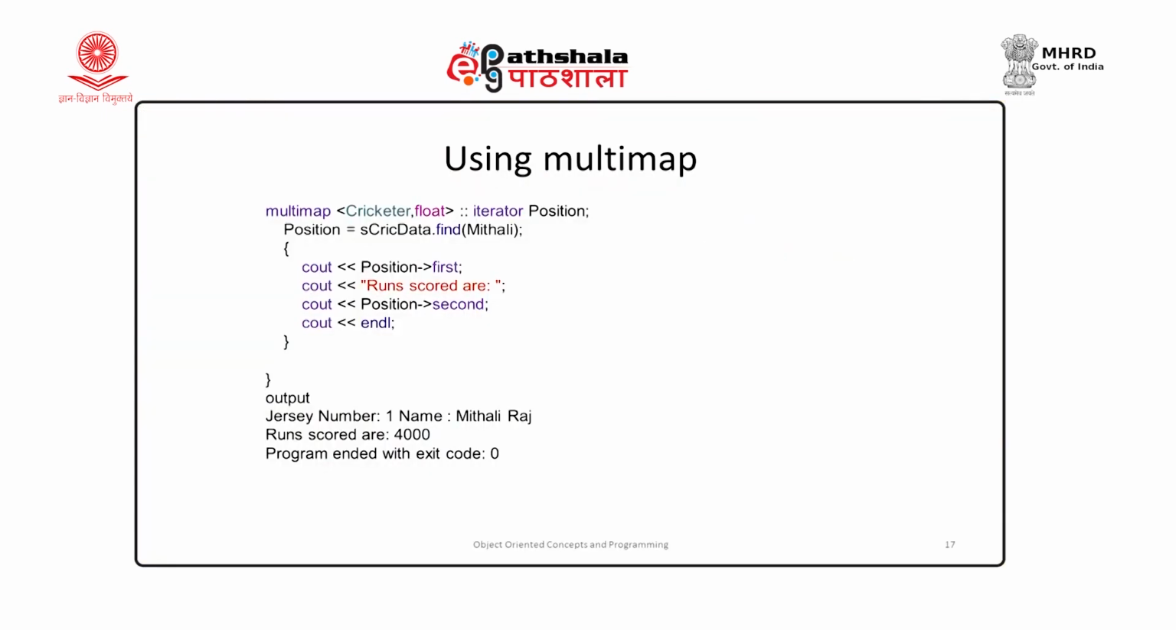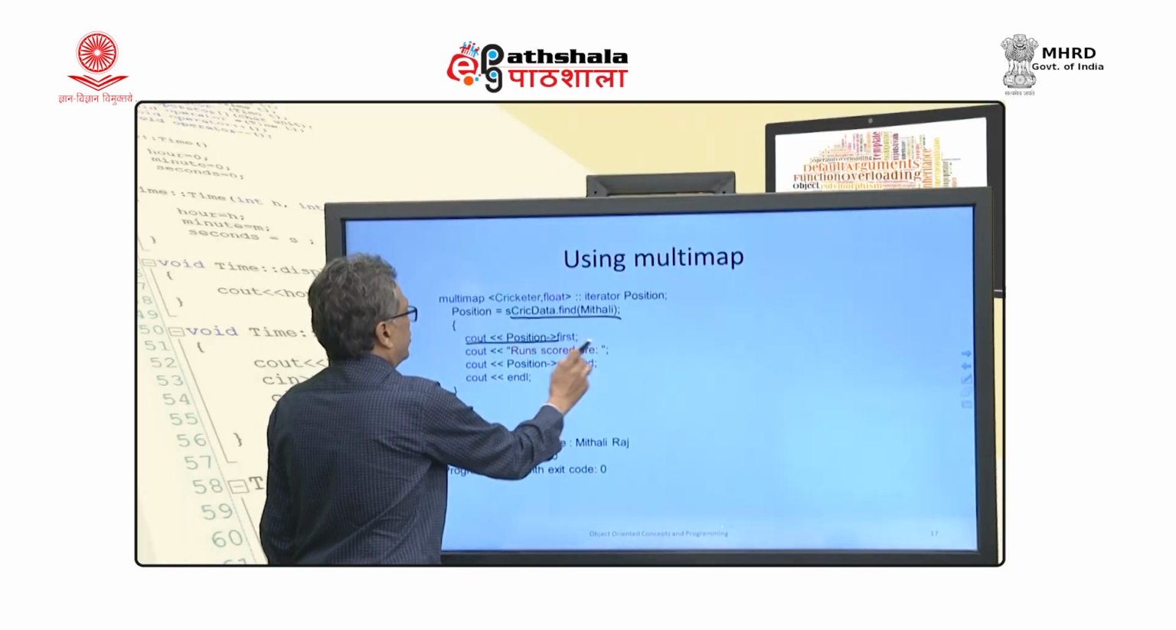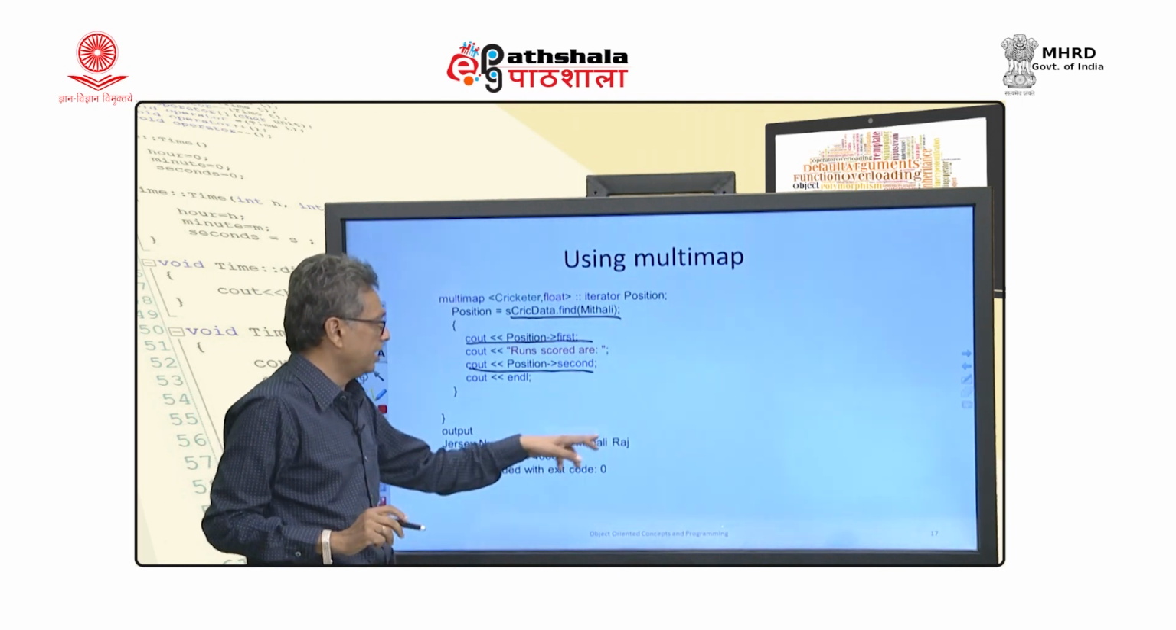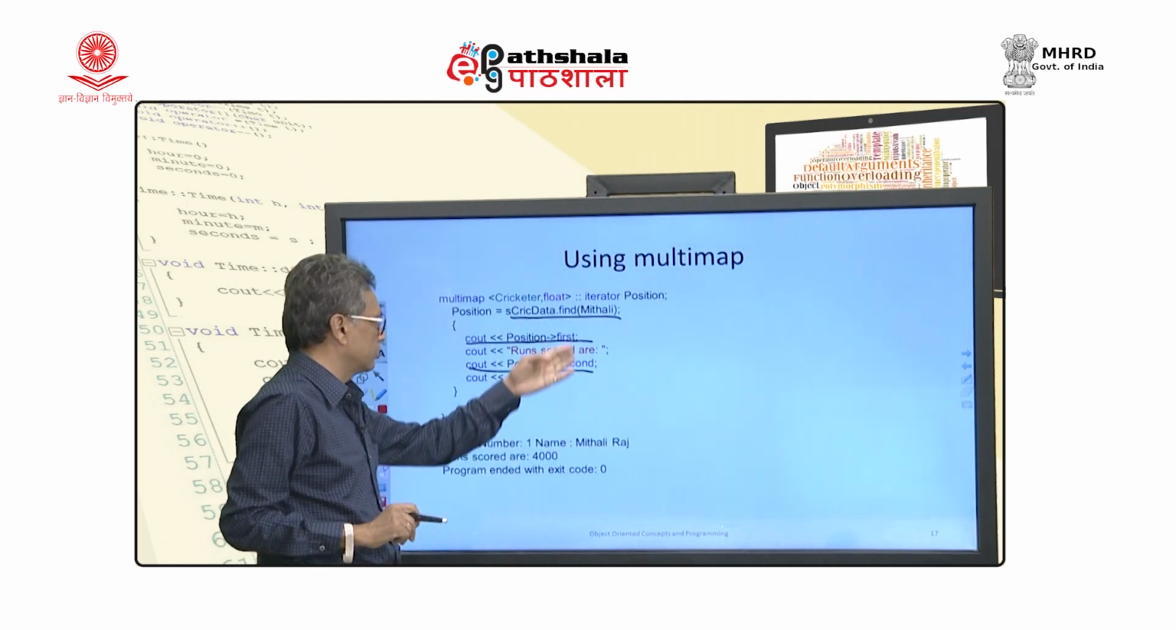Now, how can you find a typical place? So, you just find a typical object using find and then display the first value and the second value. Okay. So, output may be jersey number 1, name Mithali Raj, runs scored 4000. So, that is how it is done.